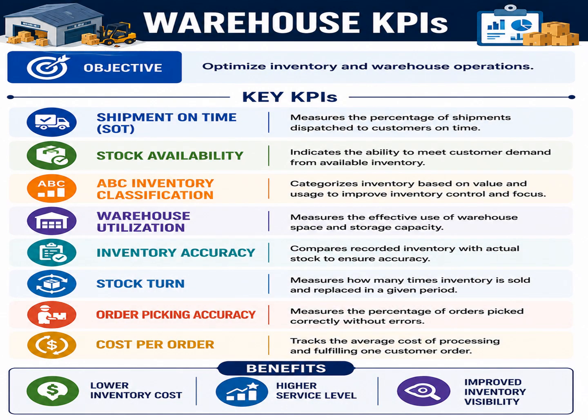The next stage in key performance mapping in a supply chain is warehouse KPIs. The objective of warehouse KPI mapping is to optimize inventory management and warehouse operations by improving efficiency, accuracy, and customer service while minimizing operational costs. These key performance indicators help organizations monitor the effectiveness of warehousing activities and ensure that inventory is managed efficiently. Important warehouse KPIs include shipment on time (SOT), stock availability, ABC inventory classification, warehouse utilization, inventory accuracy, stock turn, order picking accuracy, and costs per order.